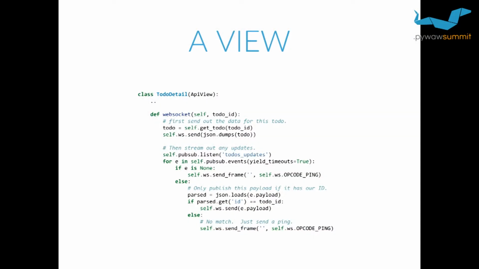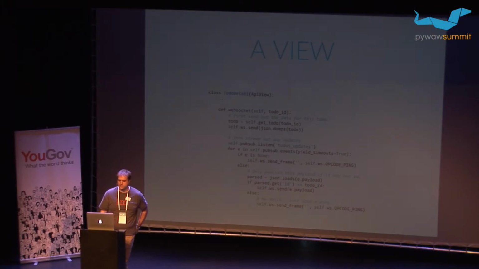The WebSocket view on this same class is a little more complicated and a little more interesting, because instead of actually returning a response object, we need to not return. We're going to go into some loop that may never end, and every time something happens that's interesting to our consumer, we need to write it. We need to use self.ws.send and send some payload out on the WebSocket.